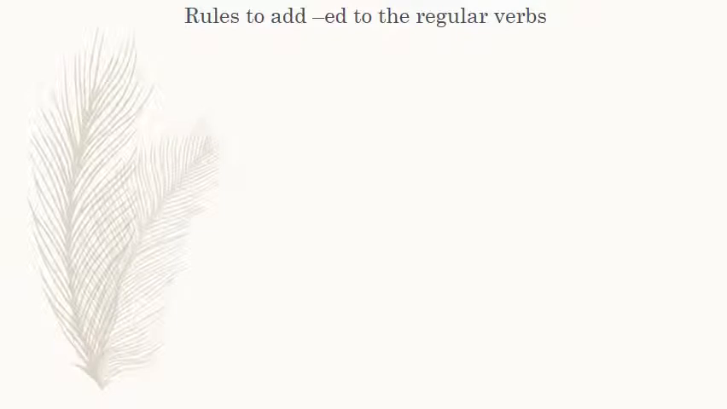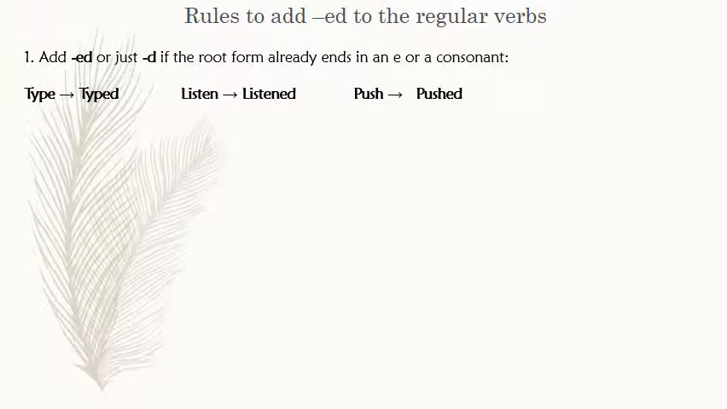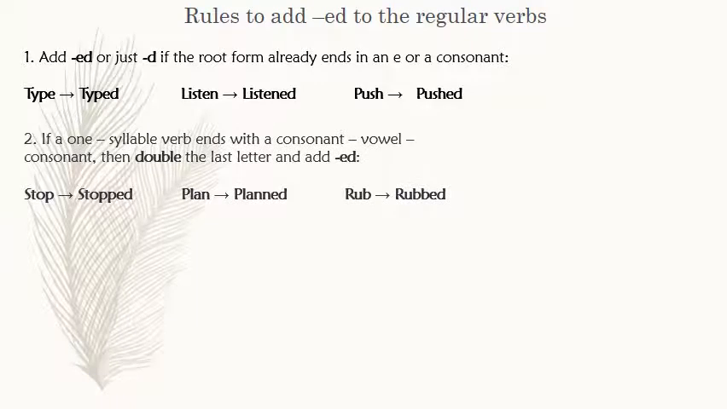Now let's see what the rules are for adding ed to regular verbs, because we might have to make slight changes when adding ed. First rule: we just add ed, or d if the root form already ends in an e. So if it ends in e, we just add d. If it doesn't end with e, we add ed. Second rule: if a one-syllable verb ends with consonant, vowel, consonant, then we double the last letter and add ed, as in stop, stopped; plan, planned; rub, rubbed.